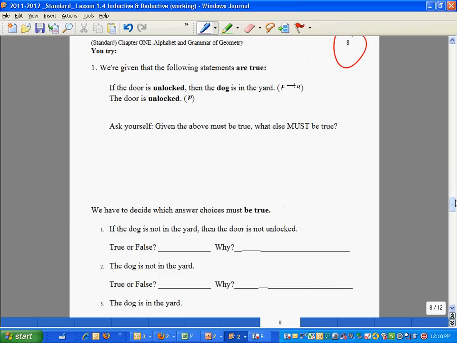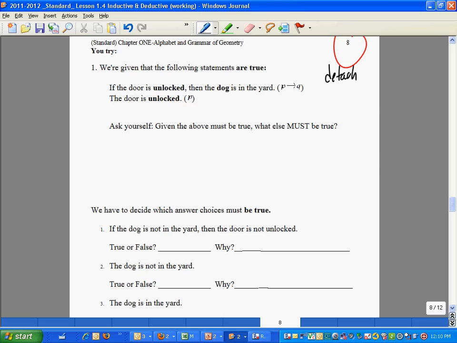Now, let's see what we have here. It says, if the door is unlocked, then the dog's in the yard. We're going to call unlocked P, and dog in yard is Q. That's a conditional. Door is unlocked, what statement is that? That's P by itself. Now, let's make a list of what we know is true. We have if P, then Q, that's true. P alone is true, because you're told it's true. You have to start with something that's true. That's important.